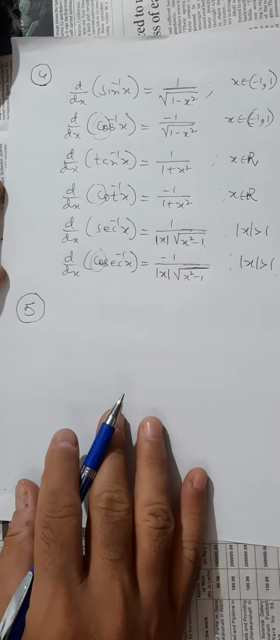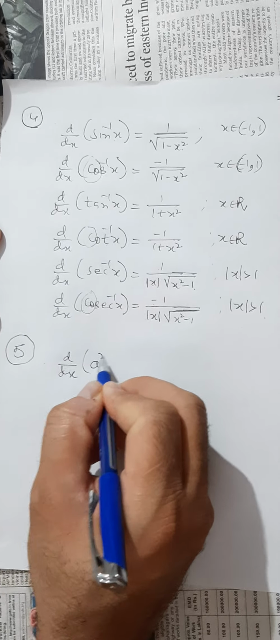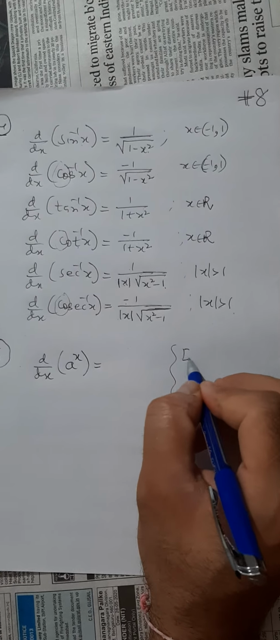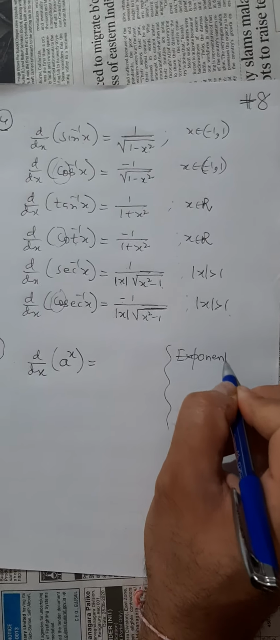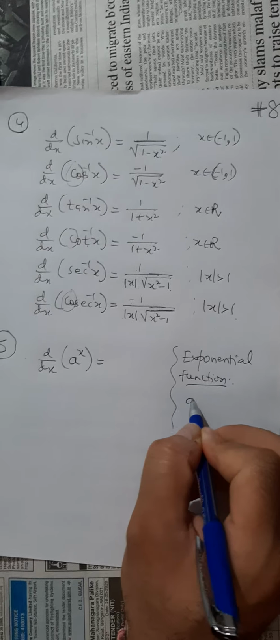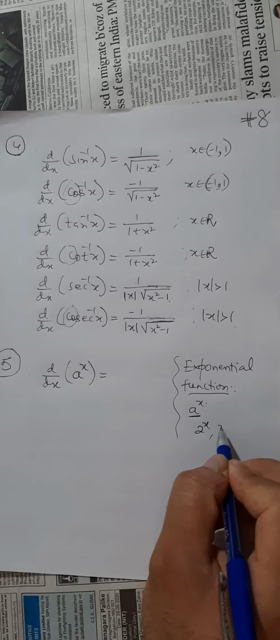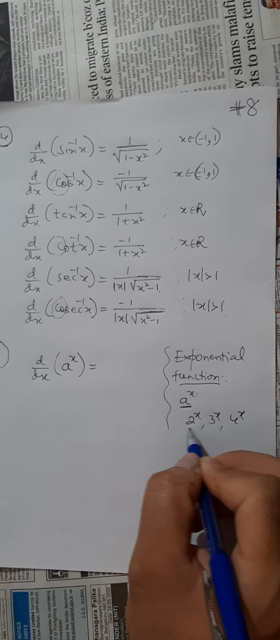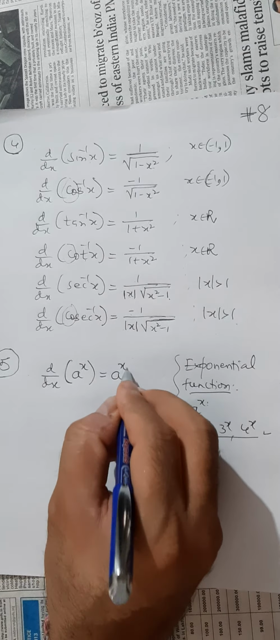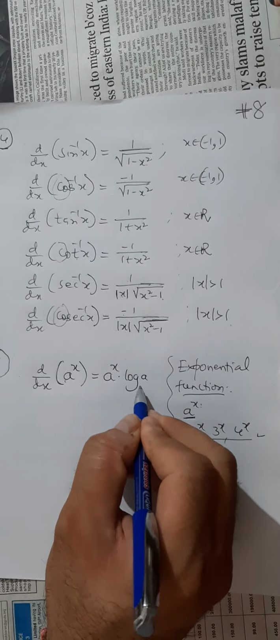Fifth one, that is d by dx of a raised to x. This is called an exponential function. We did it at the end of 11th standard, if you remember, in supplementary material. In a raised to x, a is constant and x is variable, like 2 raised to x, 3 raised to x, 4 raised to x. Such functions are called exponential functions. The derivative of a raised to x is a raised to x into log of this number a to the base e, remember.